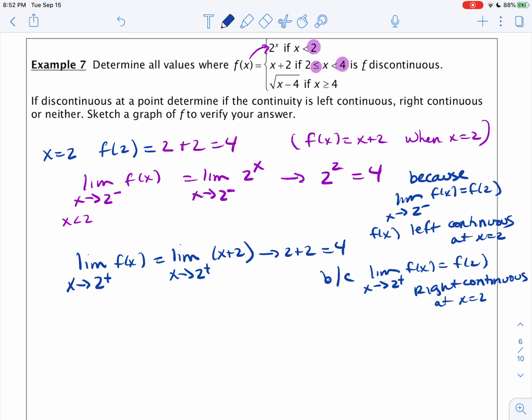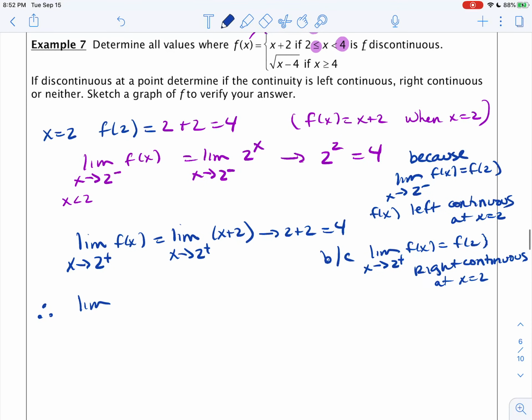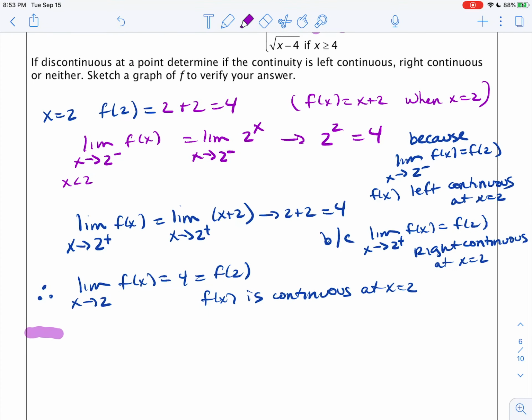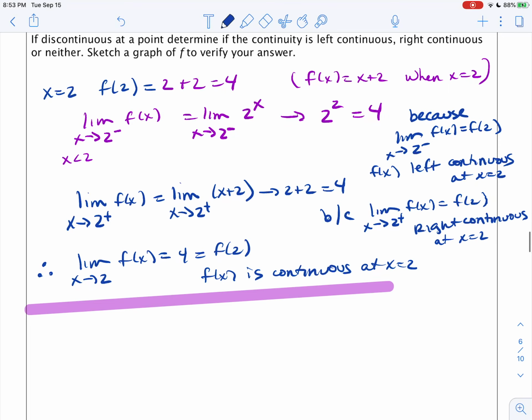And because it's right continuous and left continuous, it's continuous. So we can say, therefore, since the limit as x approaches 2 of f of x exists and it equals 4, and that also equals f of 2, then f of x is continuous at x equal to 2. So the other problem point is x equal to 4, and we'll complete that as well.